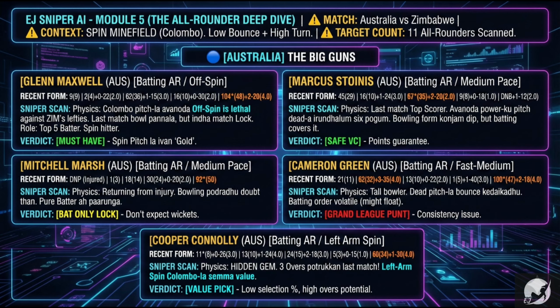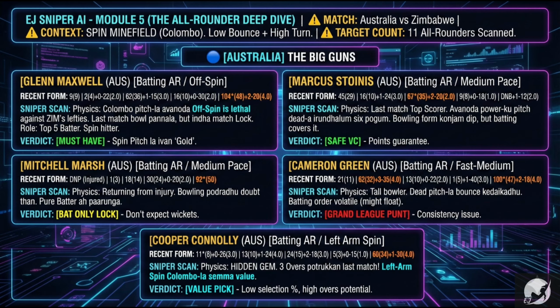Target number 2. Marcus Stoinis. He is your safe vice-captain. While others struggle with the slow pitch, Stoinis uses brute force to clear the ropes. He is match-proof. Now, the warnings. Mitchell Marsh is returning from injury. Treat him as a batting-only asset. Do not expect wickets.